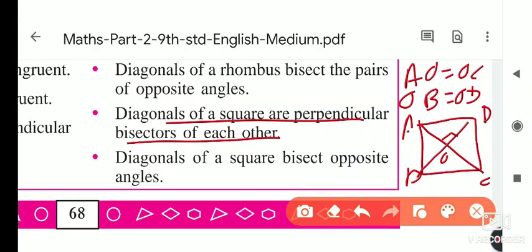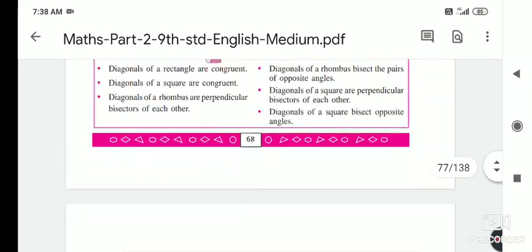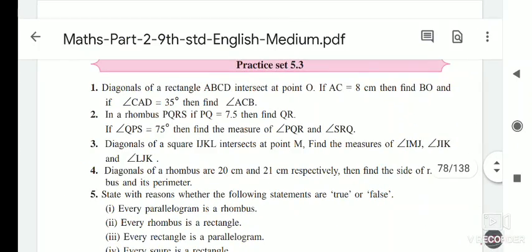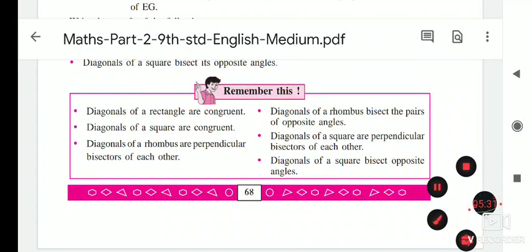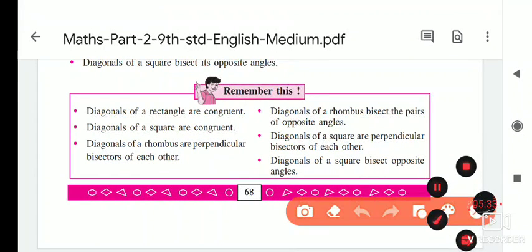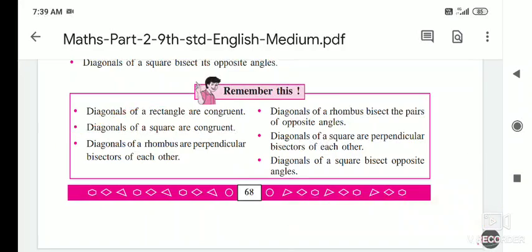And the last: the diagonals of a square bisect the opposite angles. This AC means DAC is congruent to CAB, ABD is congruent to DBC. In that way, all angles, AC also acts as an angle bisector. After this, you have to solve practice set number 5.3. So by using these properties, we have to solve practice set number 5.3.